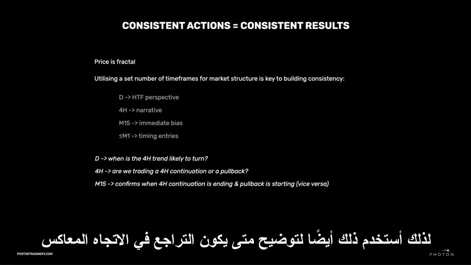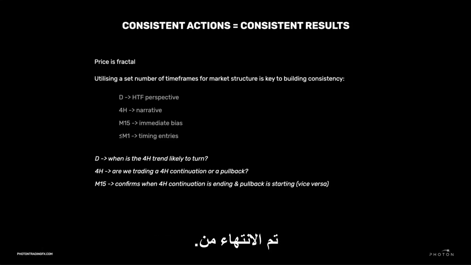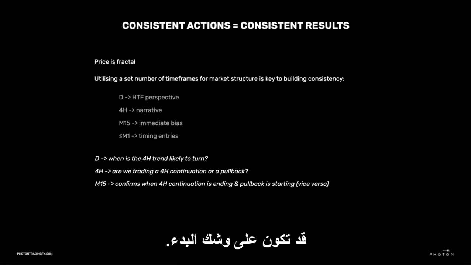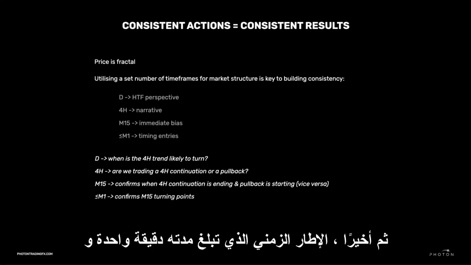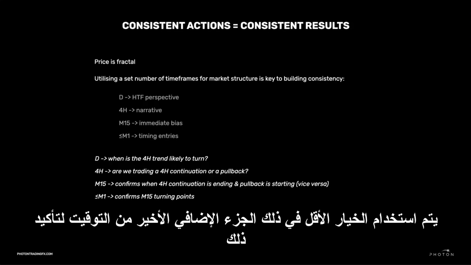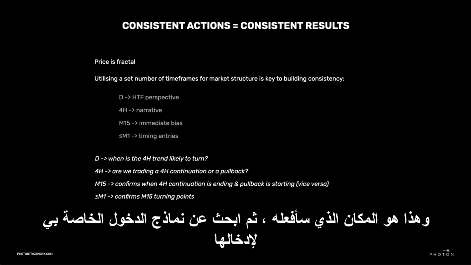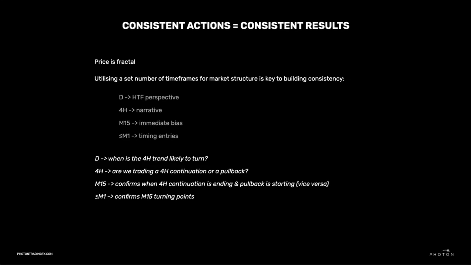So I also use that to show me when the counter-trend pullback is finished, right? When the 4-hour pullback is finished, the M15 then switches trend again to show me that the 4-hour continuation run may be about to commence. And then finally, the 1-minute time frame, and sometimes lower, is then used for that last extra bit of timing to confirm those turning points in the M15, right? And this is where I will then look for my entry models to enter my positions.